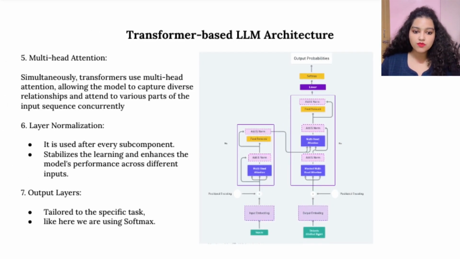Next we have the multi-head attention. Transformers use multi-head attention, allowing the model to capture diverse relationships and attend to various parts of the input sequence concurrently. Next is the layer normalization. It is used after every subcomponent, stabilizes the learning, and enhances the model's performance across different inputs. Next is finally the output layer that is tailored to the specific tasks, like here we are using the softmax.